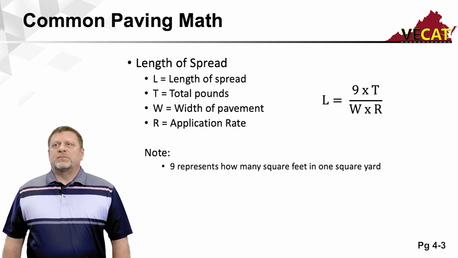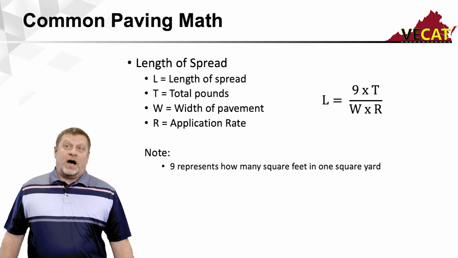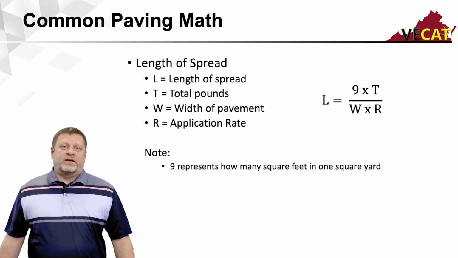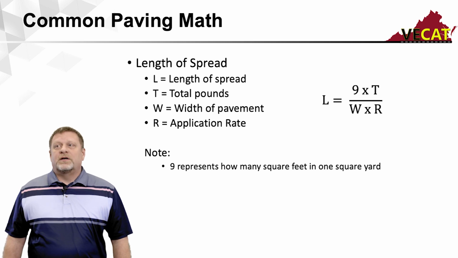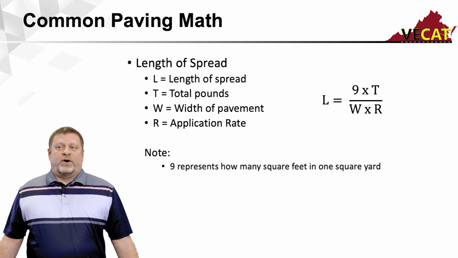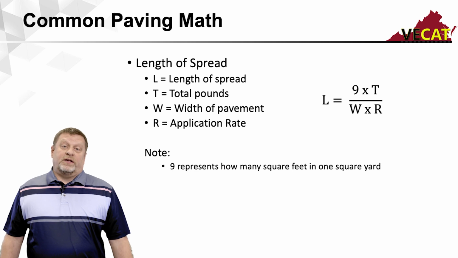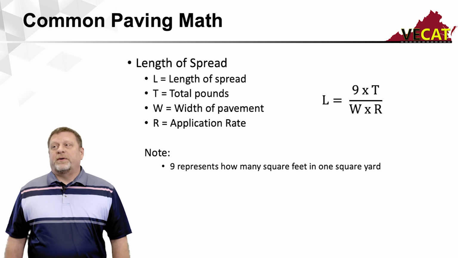So let's talk about some common paving math. I'm going to go through several different formulas here at the beginning of this presentation, and you'll notice there are several variables that stay constant, just oriented in different places with each formula. So I just want to point that out to you as we get going forward. For example, the first formula here is for length of spread. And a constant that you see in this formula is 9. 9 represents how many square feet in 1 square yard. That 9 will always represent that in all these formulas, so you'll see it quite a bit.